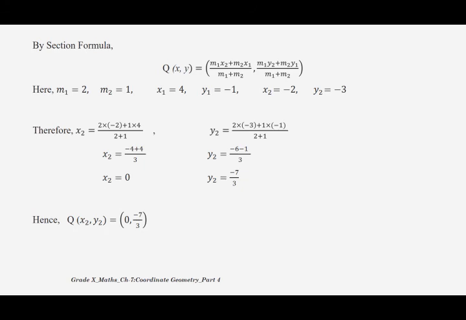Next, we write the section formula. And for m1, m2, we give the values 2 and 1. And our x1, y1, x2, y2 are the values of the points A and B. Substituting in the formula, writing x coordinate and y coordinate separately, we get Q is equal to (0, -7 by 3).